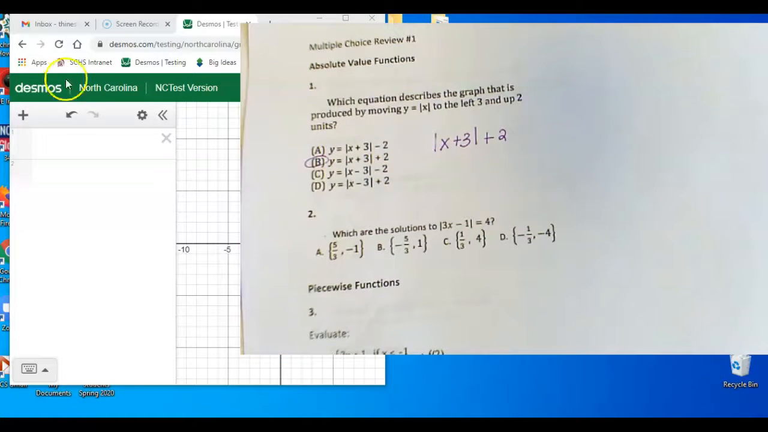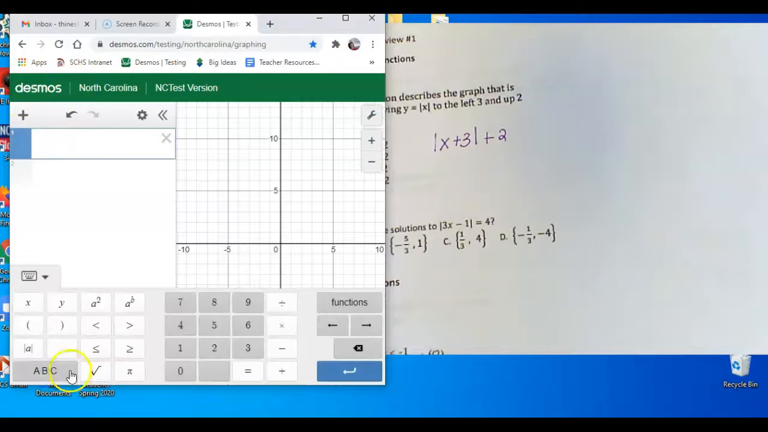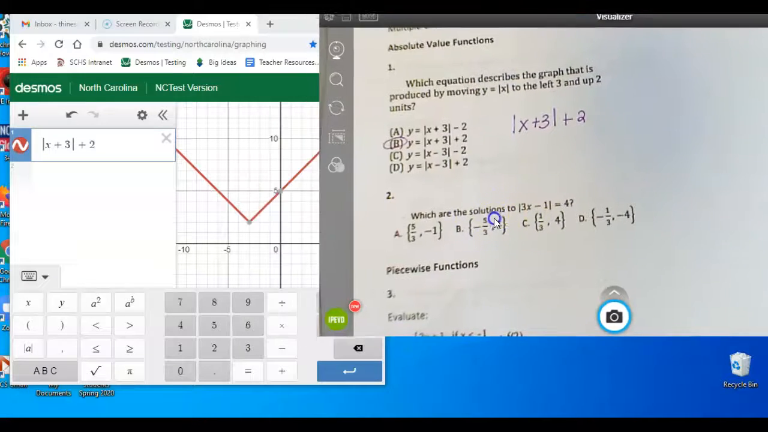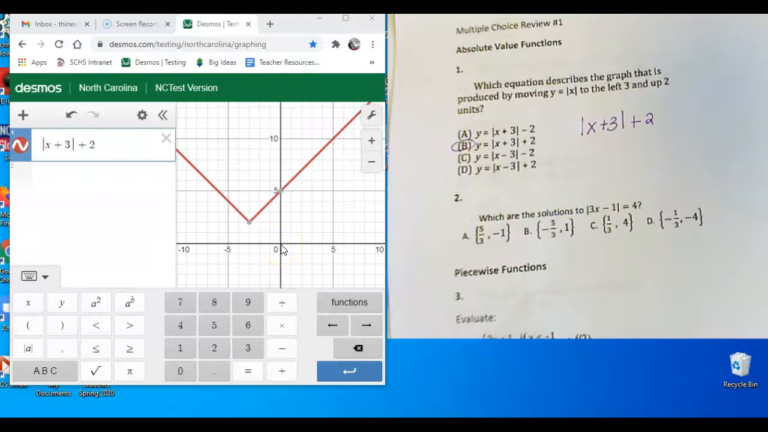You can graph that in Desmos. Absolute value of x plus 3, plus 2. And if we're moving it from y equals absolute value of x, it would have started at 0, and then from 0 it went left 3 and up 2.